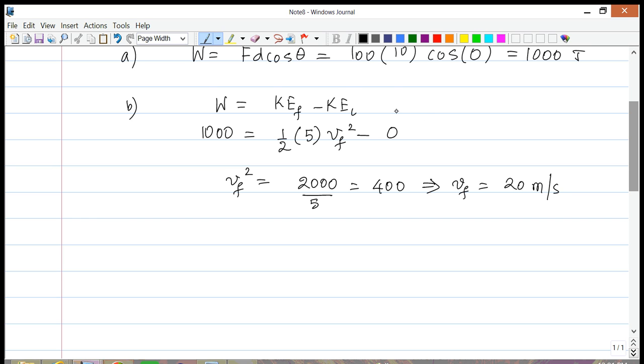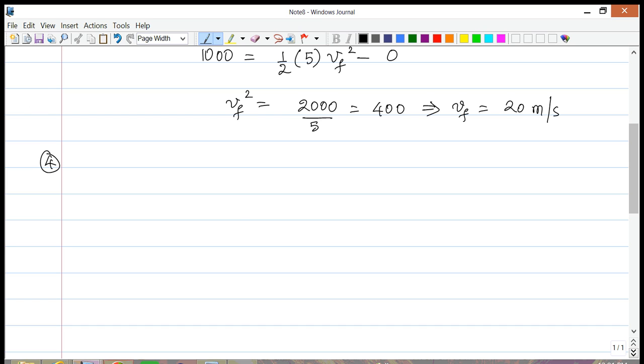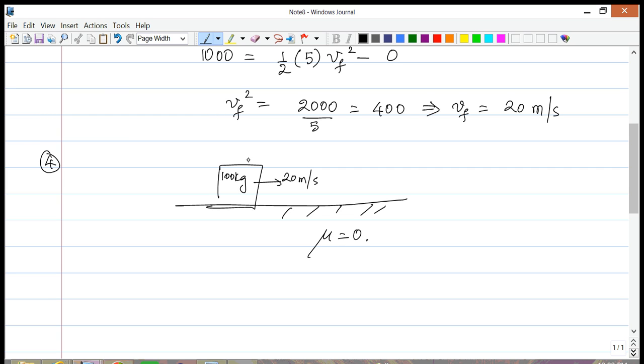Now the next problem, which is number 4, has the following setup. What you've been told is that there's a 100 kg mass that is moving with a speed of 20 meters per second. So there's a block that is moving at 20 meters per second. It's a 100 kg block, and it starts to slide on a rough surface, and the coefficient of friction is 0.5. We need to figure out how far it travels for its speed to reach 10 meters per second. So at some point its speed becomes 10 meters per second, and we're going to figure out the distance it travels on the surface.